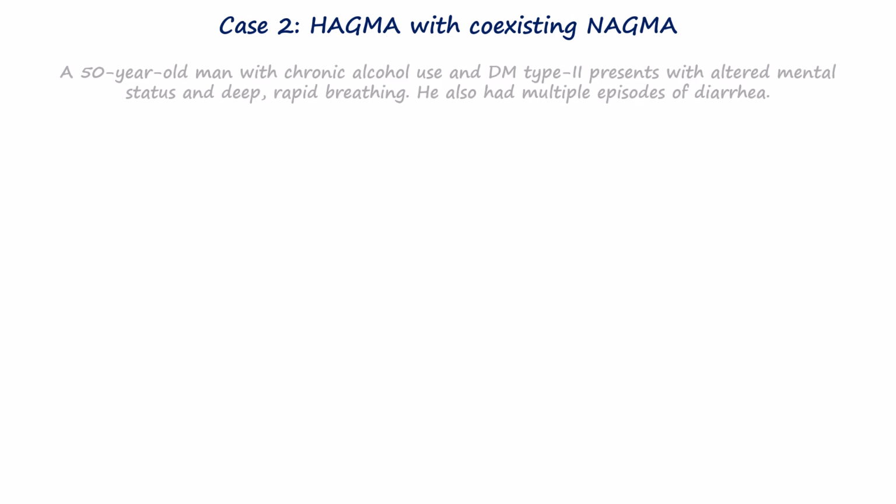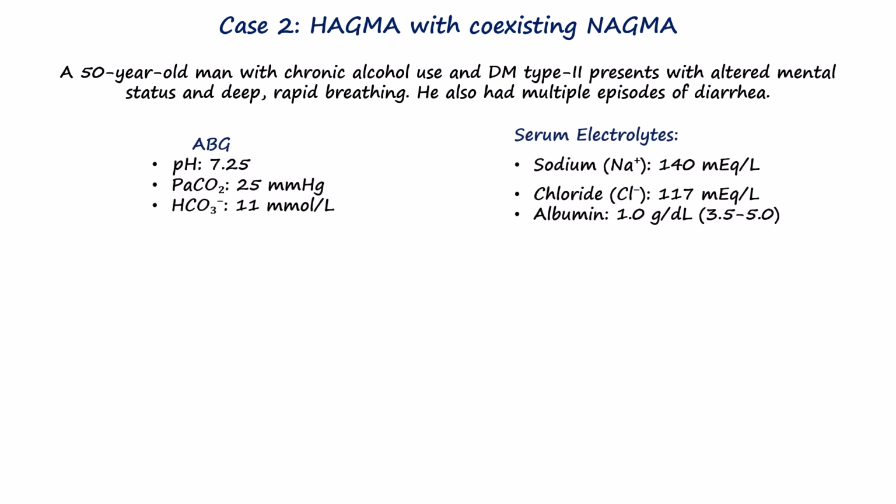Let's move on. In case number 2, we have a 50-year-old man with a history of chronic alcohol use and diabetes presenting with altered mental status and deep breathing. He also had multiple episodes of diarrhea since then. His electrolytes and ABG results are given here.